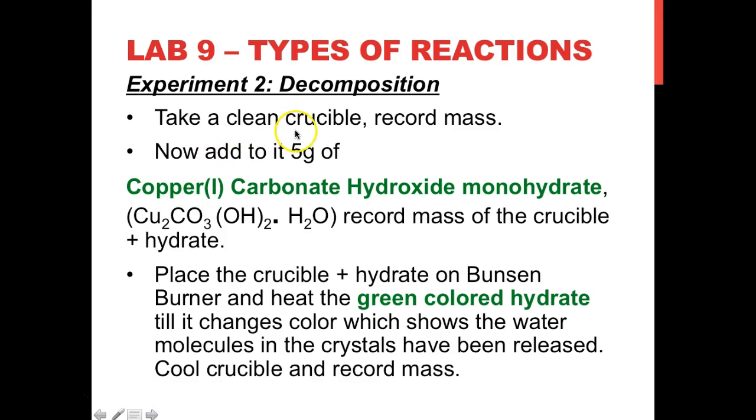Now again, take another clean crucible, mass it. Again, crucibles are around 88 grams. To it you're adding 5 grams of the copper 1 carbonate hydroxide monohydrate. So this is an interesting hydrate. You have the copper 1 carbonate and a hydroxide, and then you have that water.